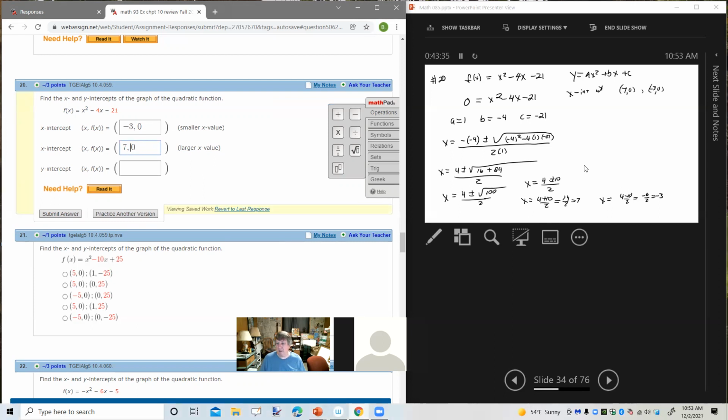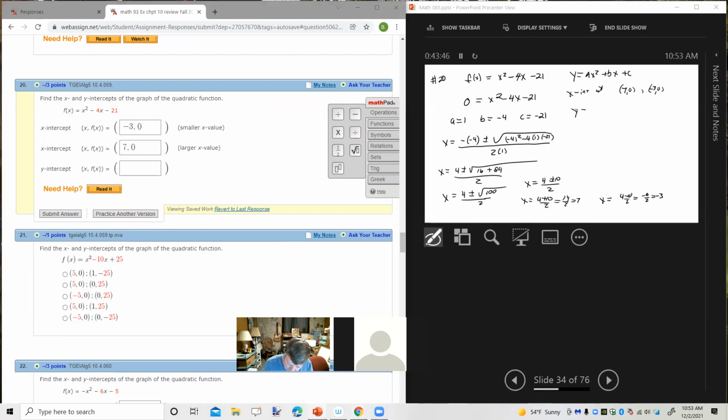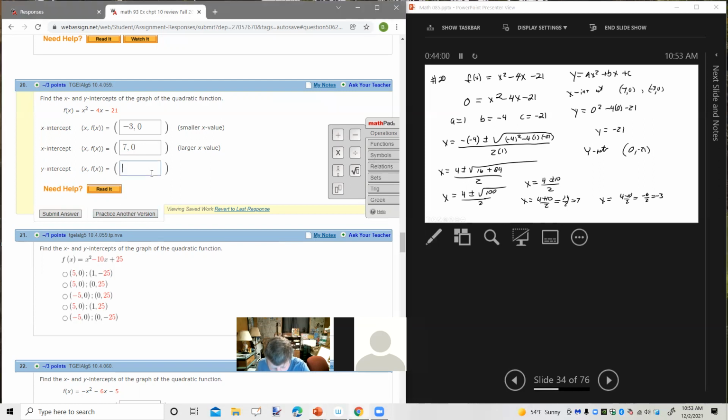Okay. Now, let's go back and find the y-intercept. To find the y-intercept, we set x equal to 0. So that would be y equals 0 squared minus 4 times 0 minus 21. So y equals negative 21. So the y-intercept is at (0, negative 21). Again, you've got to include the 0 as part of the ordered pair.